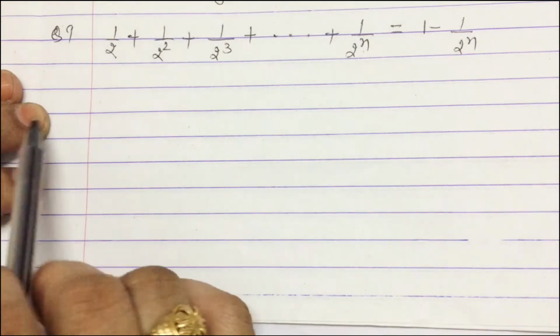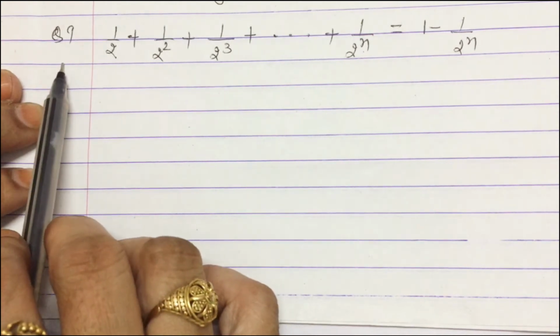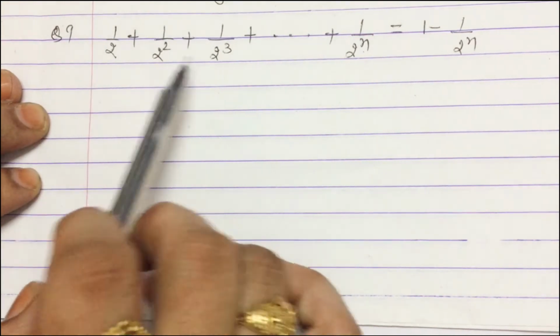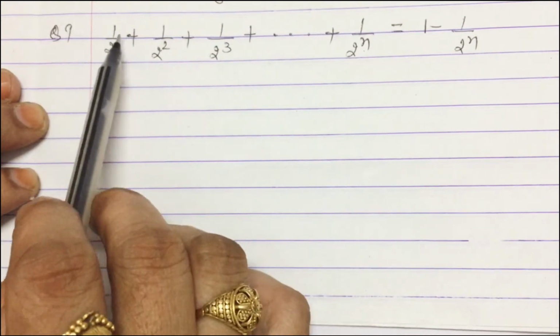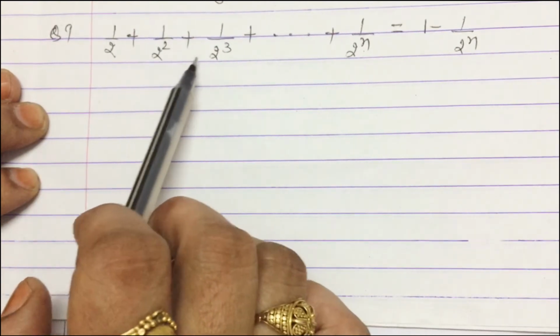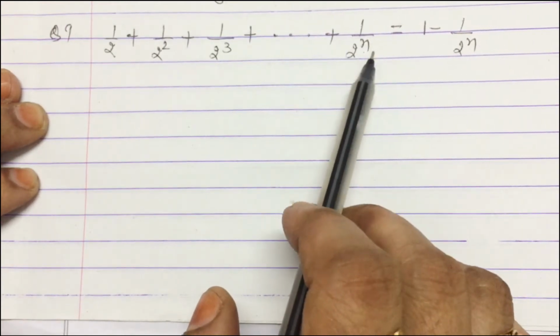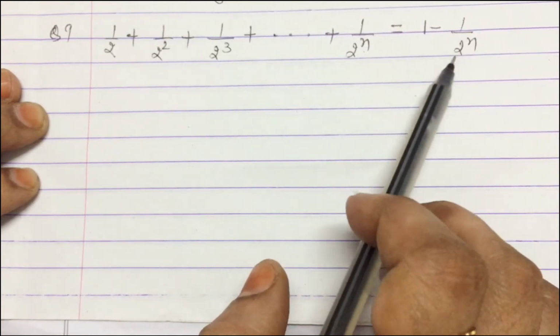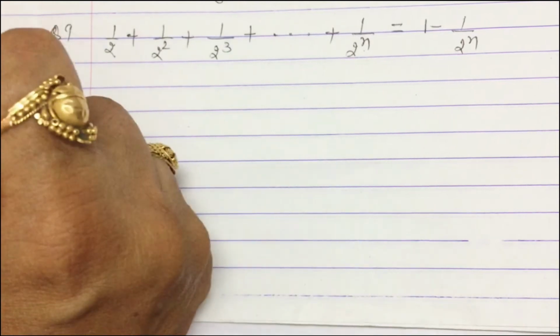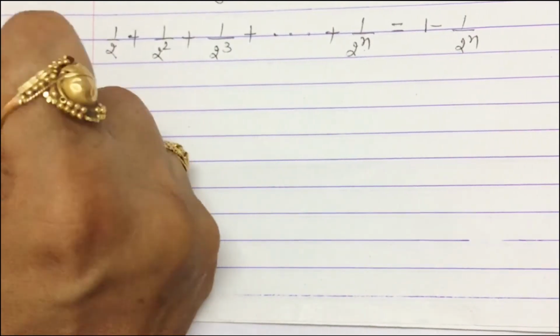Now students, I am taking question number 9. Okay, it is also we have to prove by using the PMI. 1 by 2 plus 1 by 2 square plus 1 by 2 cube, and here it is plus 1 by 2 raised n is equal to 1 minus 1 by 2 raised n. Okay, so same method we have to apply here.